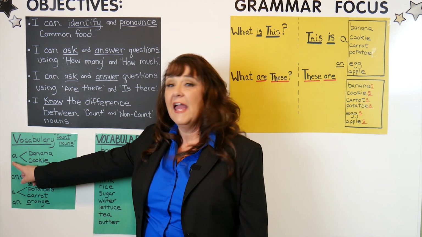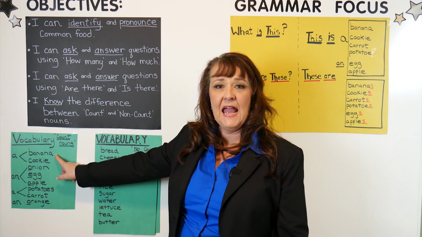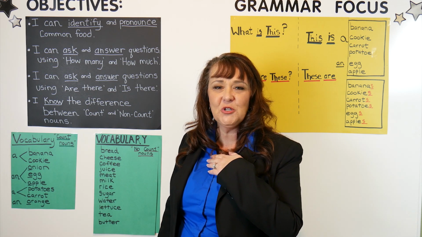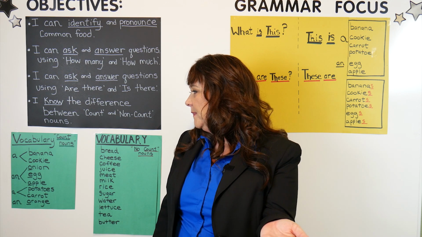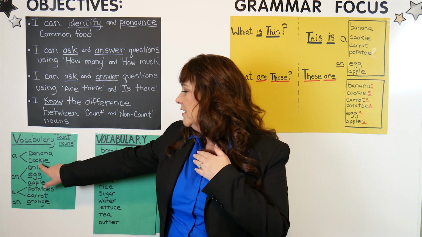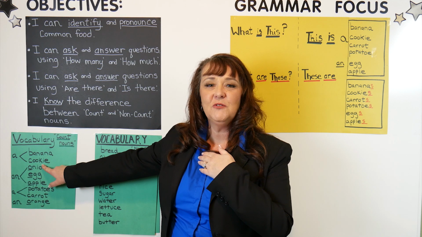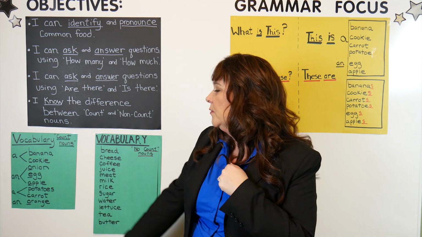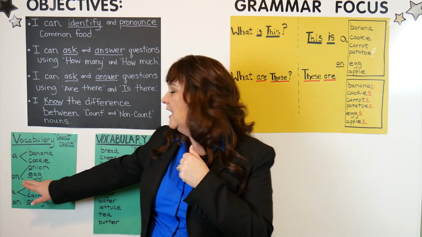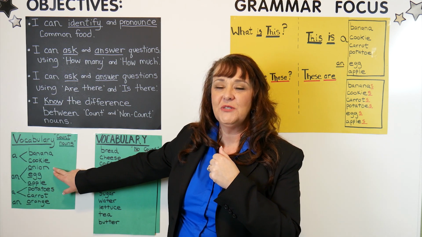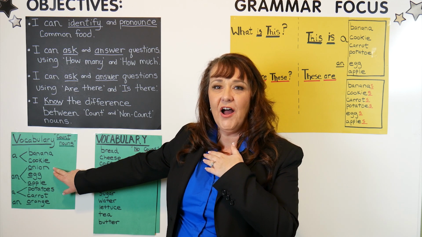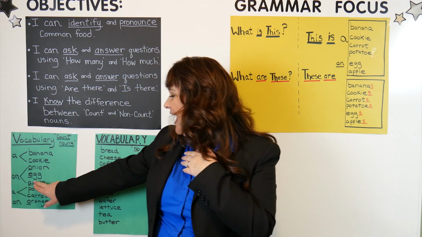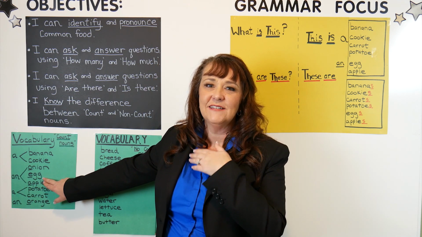So we have a banana. Repeat, a banana. Your turn. A cookie. You try it. We also have an onion. You say it. An onion. An egg. You try it.